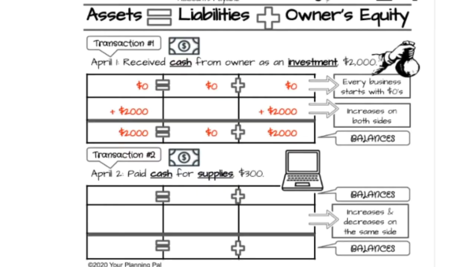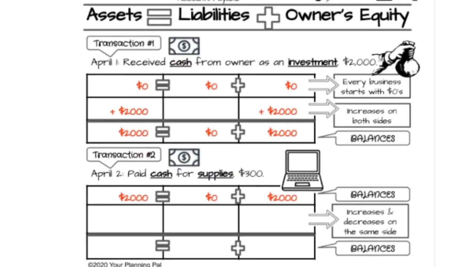Next up, we have transaction number 2. On April 2nd, the business paid cash for supplies. They paid $300 for supplies. And notice our little pictures there. The dollar bill is representing our cash account. The computer is representing our supplies account. So we start out with our balances, and that's just the ending balance after transaction number 1. So you drop those down. 2,000 equals 0 plus 2,000. Again, we're still in balance.